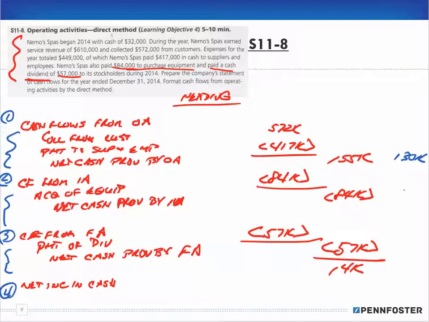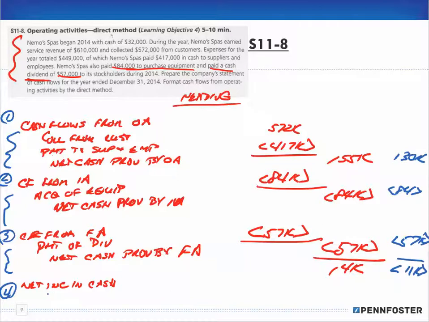Okay, and this still stayed at 84, and this stayed at 57. Okay, the difference when I add those numbers up, 130 minus 84 minus 57, I end up with a negative 11,000, right? And so instead of writing net increase here, I would write net decrease, all right? That's just to point out what happens when you have a decrease in cash.